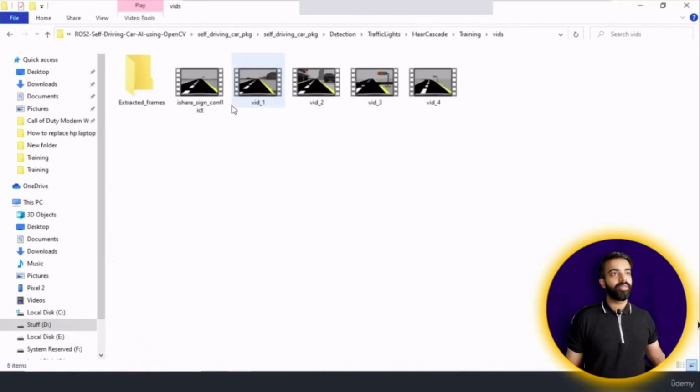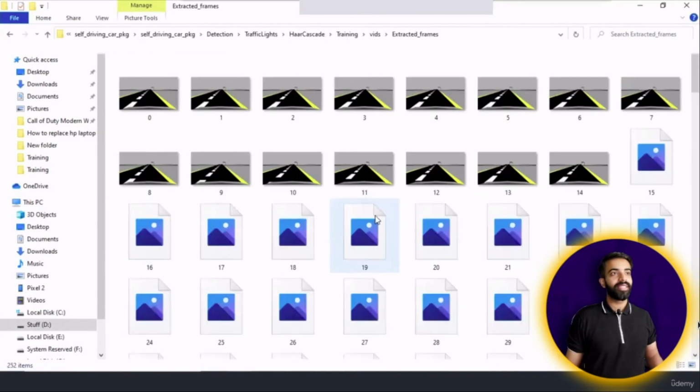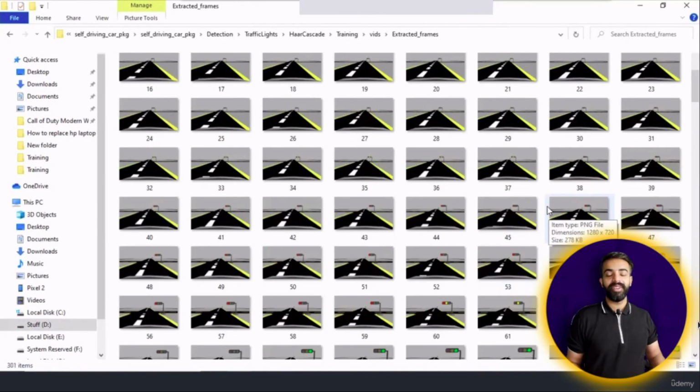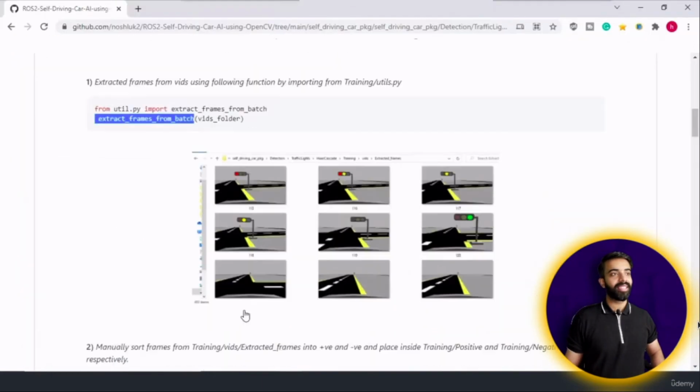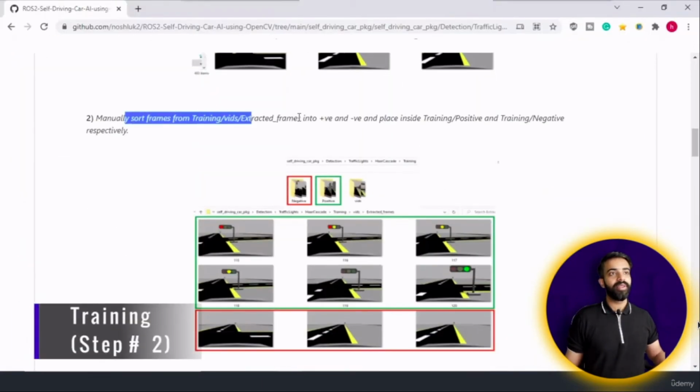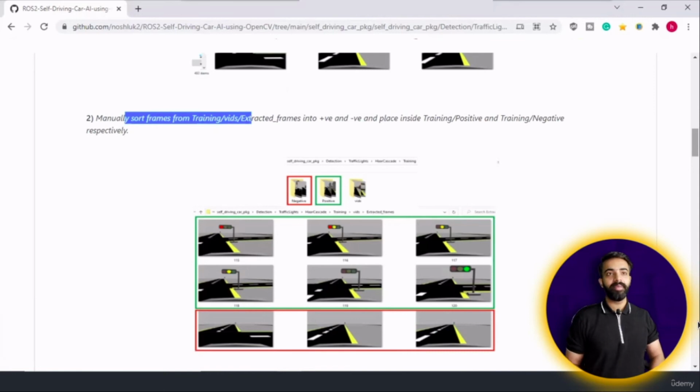Now, if you move to the videos directory, and then inside the extracted frames, you will observe that we now have frames that were extracted using the function that we have just executed. These are the frames that we require to train the haar cascade. But at the moment, they're not sorted, so we need to sort them out, which is exactly the next step. That is to manually sort frames from the training video extracted frames into positive and negative data and place them inside the positive and negative folders, respectively, inside the training directory.